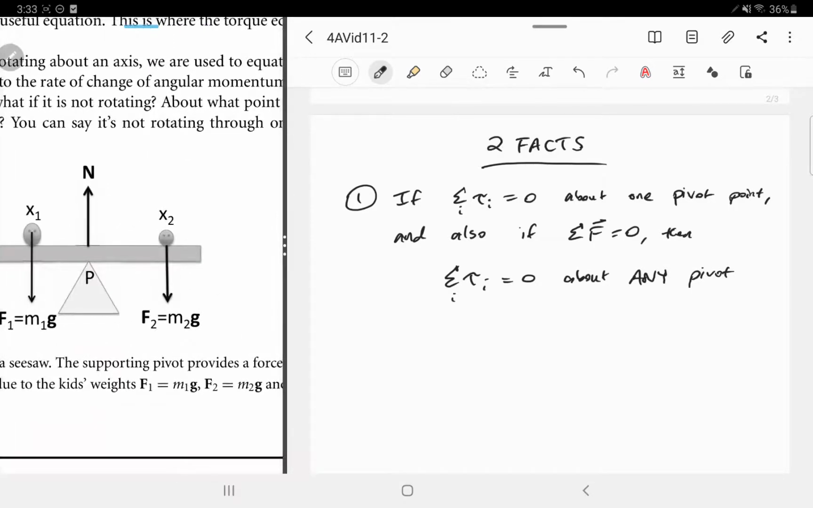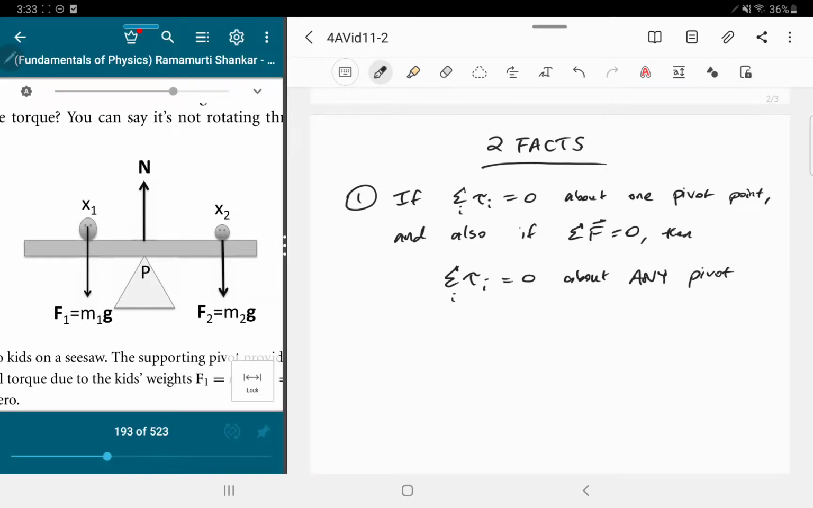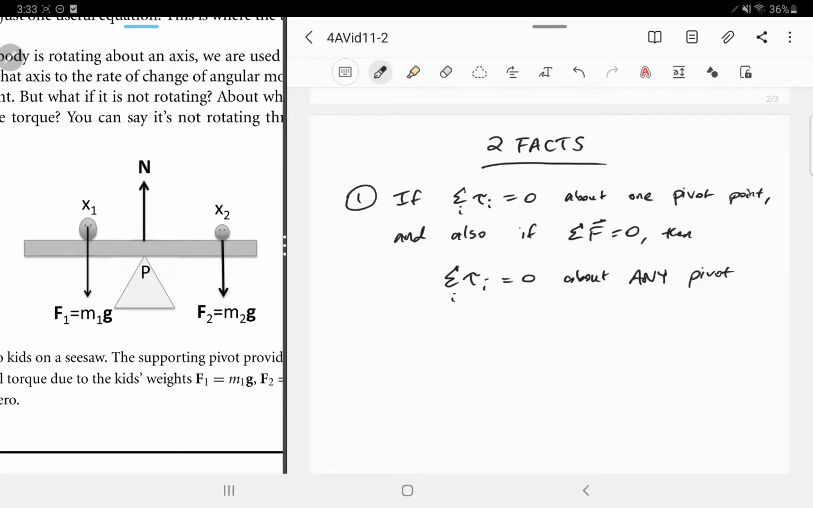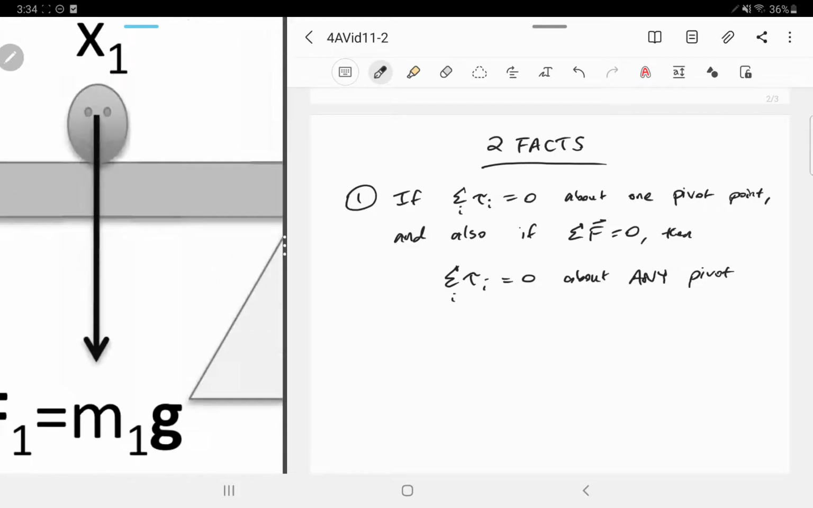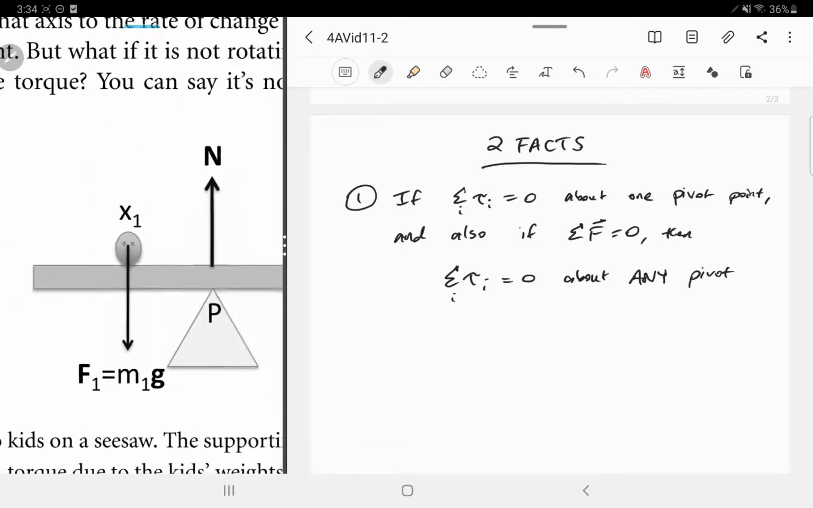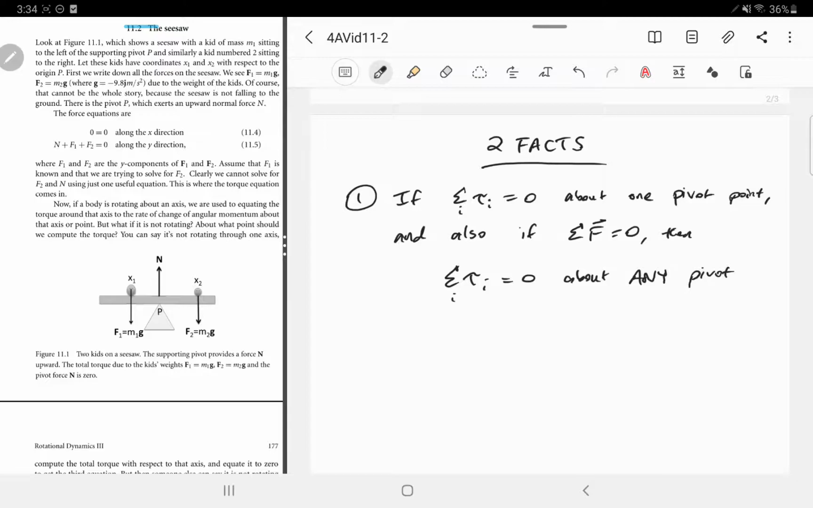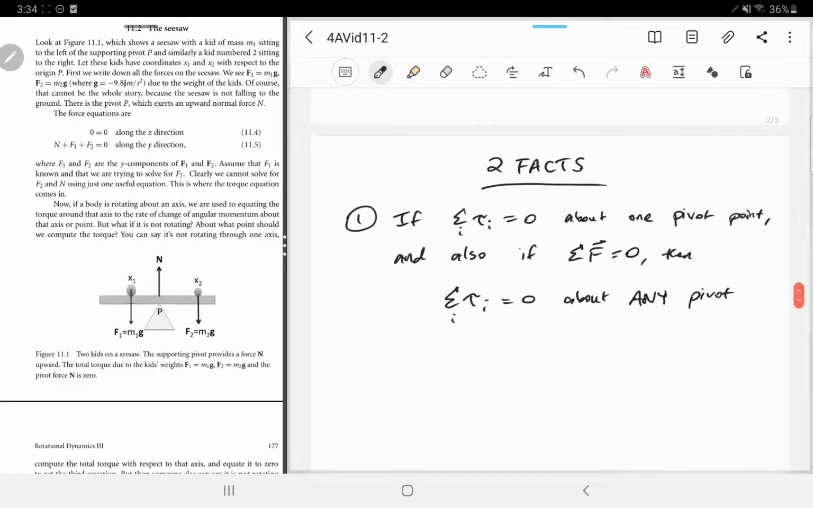So what that means, like in this problem, is that we happen to choose the pivot point right where the fulcrum was because, assuming we didn't know the normal force, we didn't need it, and the normal force wouldn't appear in our computation. But we could have chosen the location of this point particle 1 to be the pivot as well. That's what this fact is saying. If you know your object is in static equilibrium, then you can choose any pivot point you want, and it'll give you the same answer.